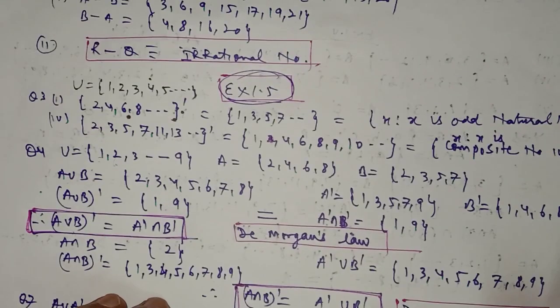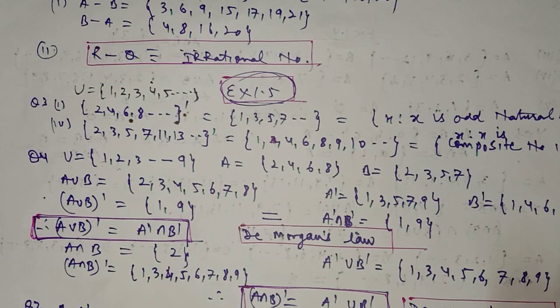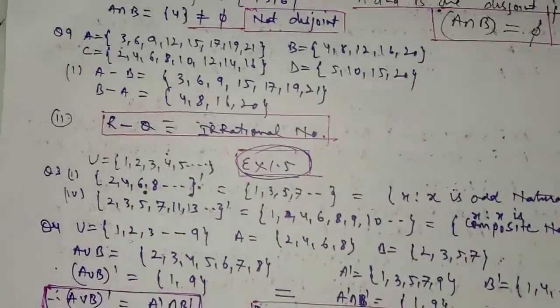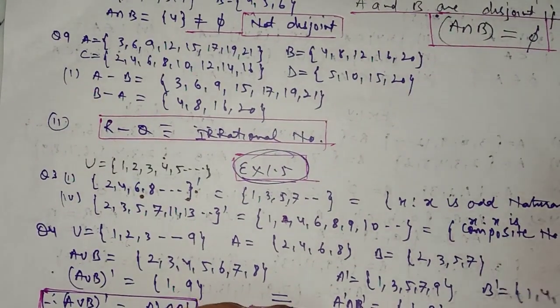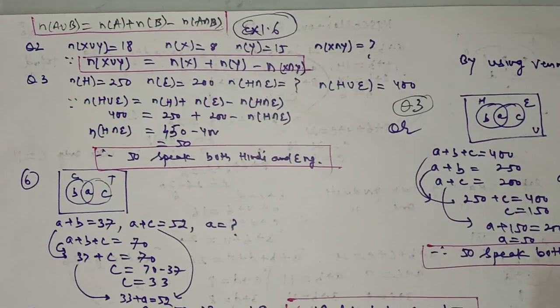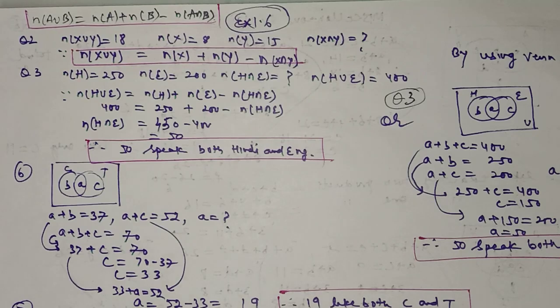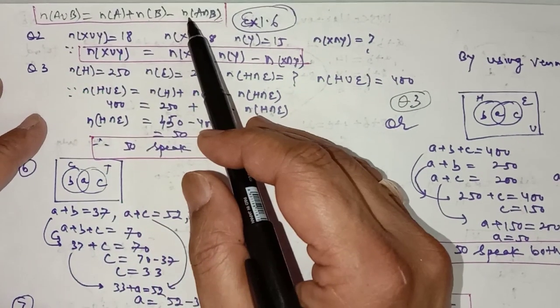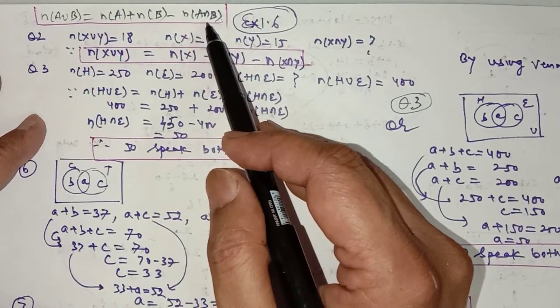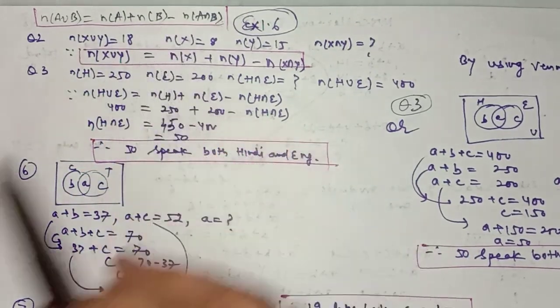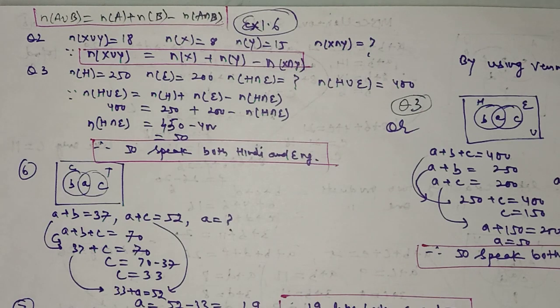So this is the exercise 1.5, in which you have to find the complements only. Now in exercise 1.6, based on the cardinal number formula which we have discussed in the basics, the cardinal number of A union B is equal to cardinal number of A plus cardinal number of B minus cardinal number of A intersection B. So this is the cardinal number formula. In question number 1, directly you have to replace these values and the given values in the set.